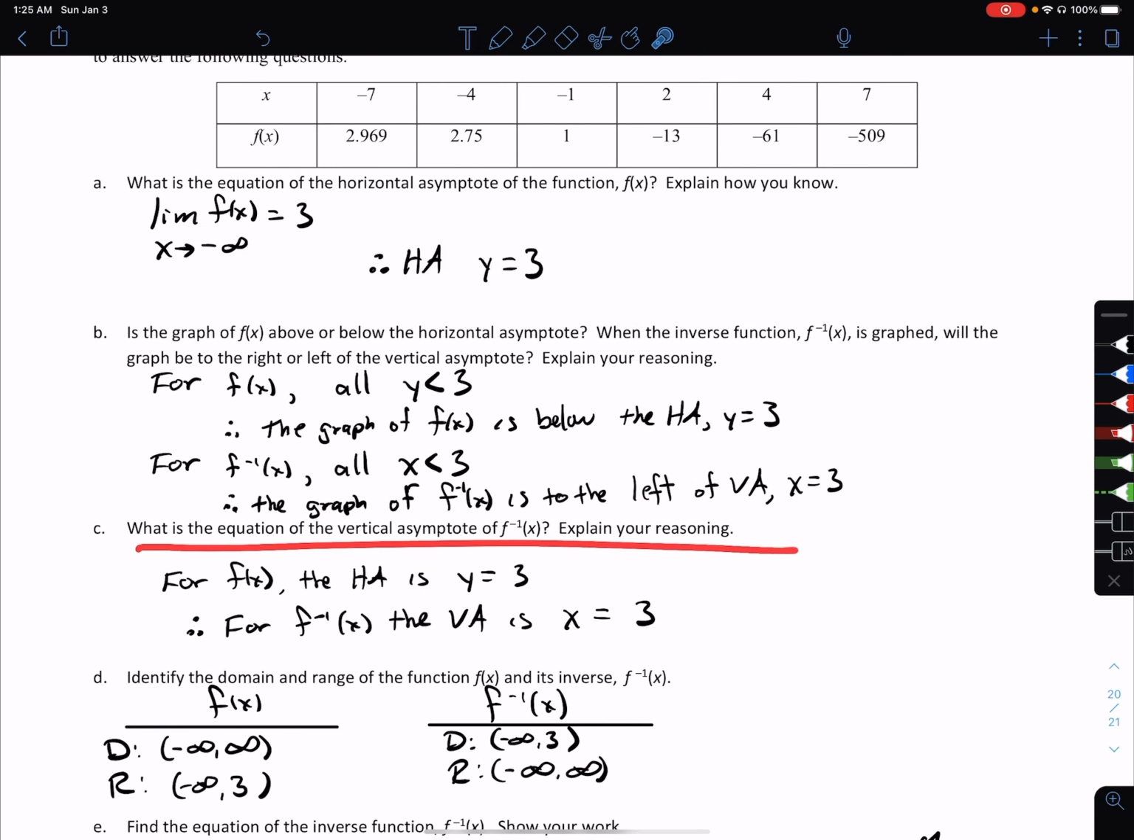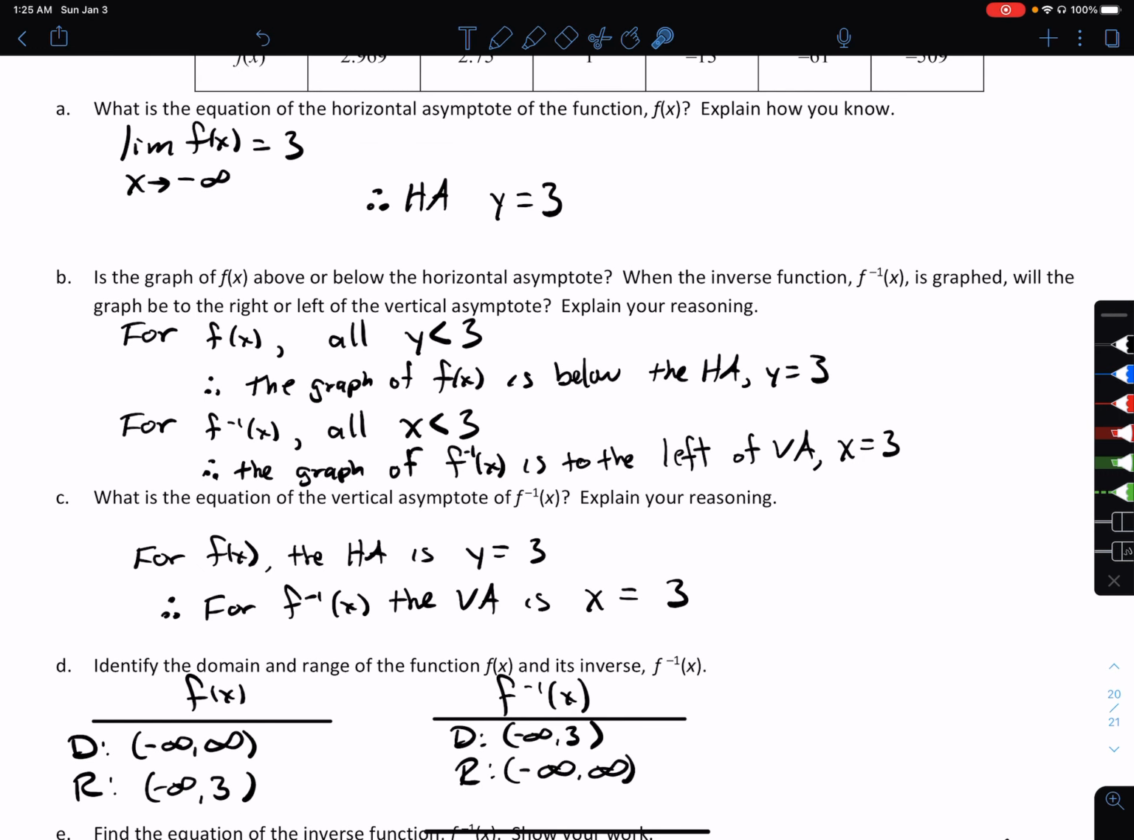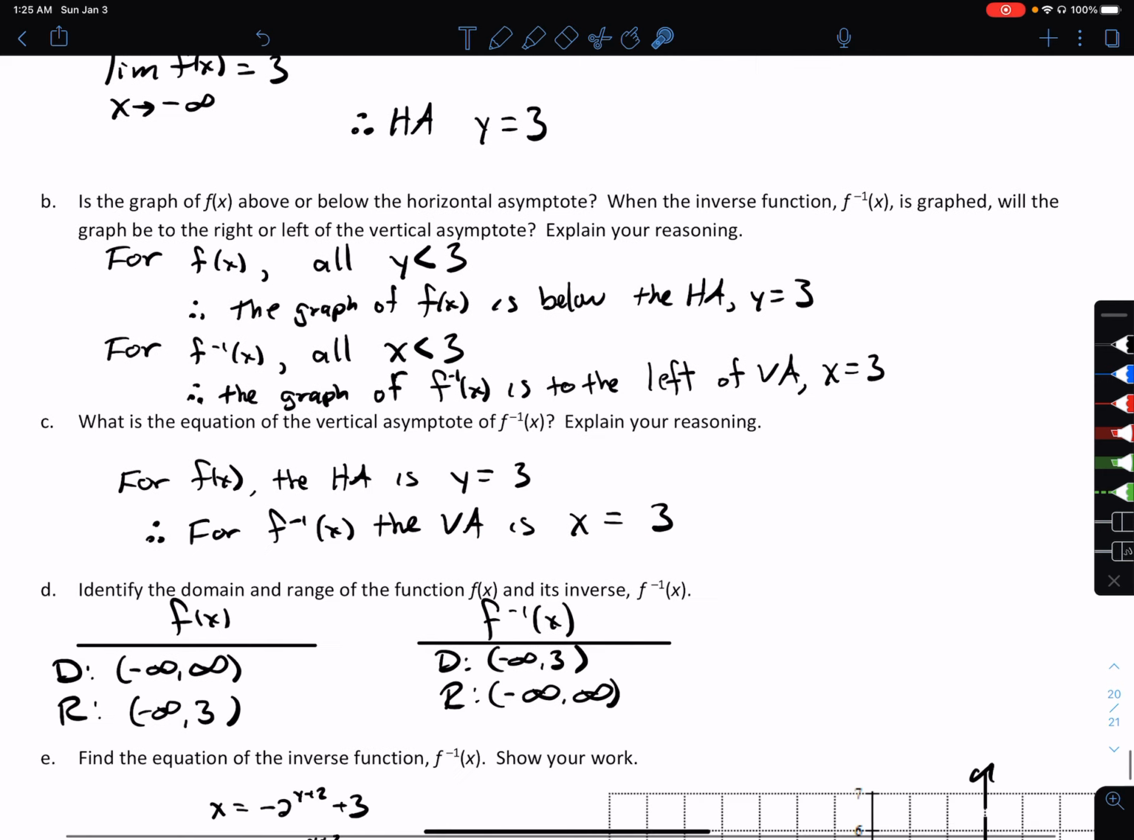What's the equation of the vertical asymptote of the inverse? Explain your reasoning. Well, for f of x, the horizontal asymptote is y equals 3. Therefore, f inverse is going to have a vertical asymptote of x equals 3.